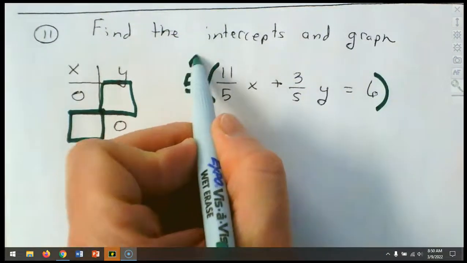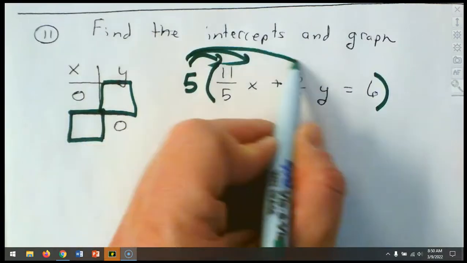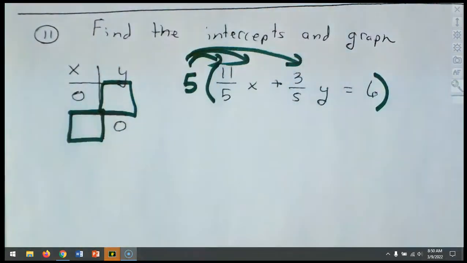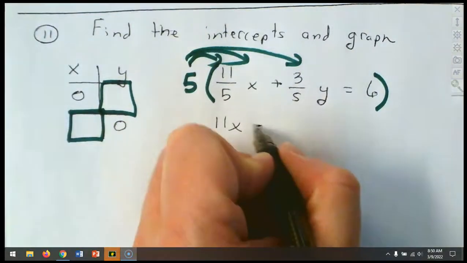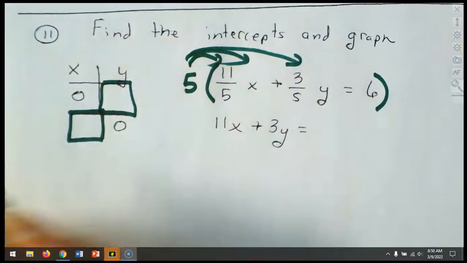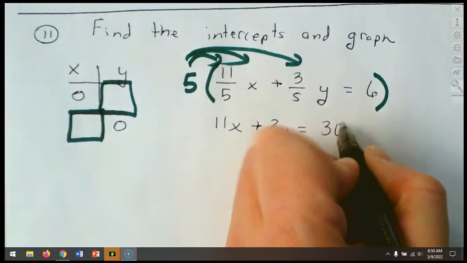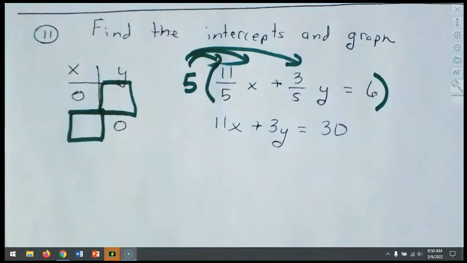And that's going to get rid of our fractions. So let's just go ahead and get rid of the fractions at the beginning. You can work with the fractions, or you can just clear them out. I think for most students, since we've got a lot of fractions here, it's going to be easier if we just clear them out. So that's going to then be 11x plus 3y equals, don't forget the 5 times the 6, which is then the 30.